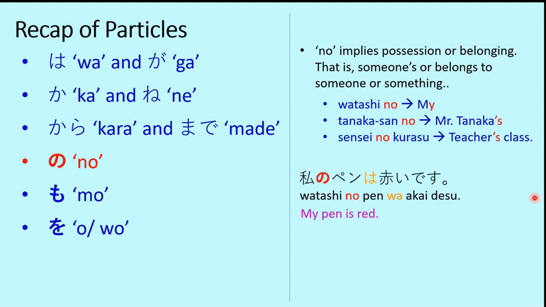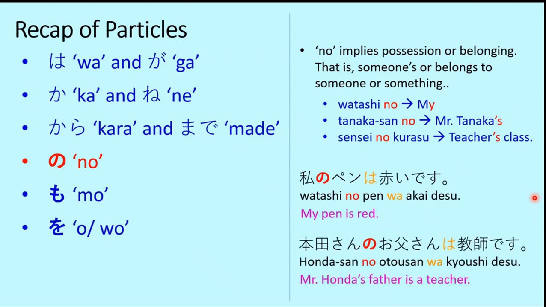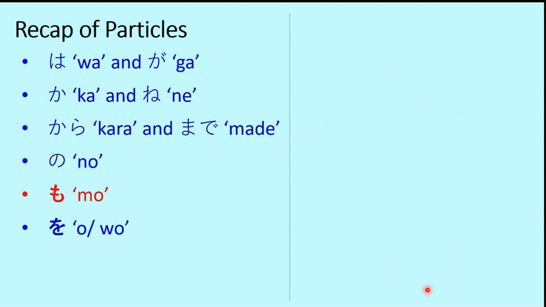Watashi no pen wa akai desu. My pen is red. Honda-san no oto-san wa kyoshi desu. Mr. Honda's father is a teacher. So you can see Honda-san no oto-san means the father of Mr. Honda, or Mr. Honda's father. So Honda-san no oto-san wa kyoshi desu. So this is the no particle.